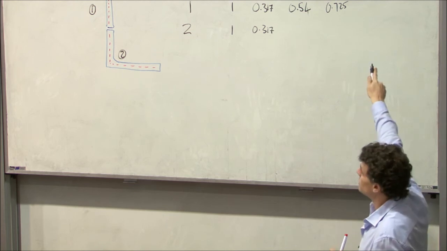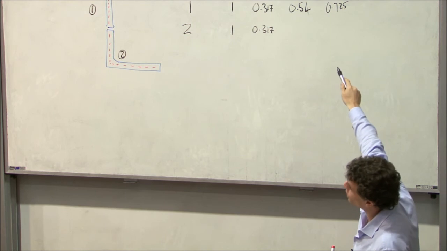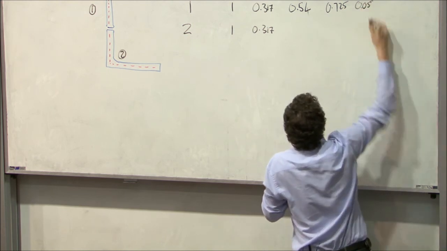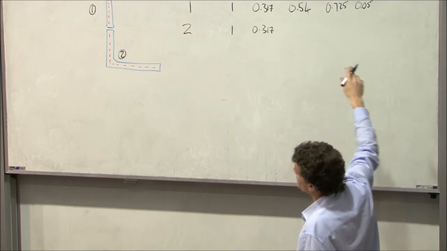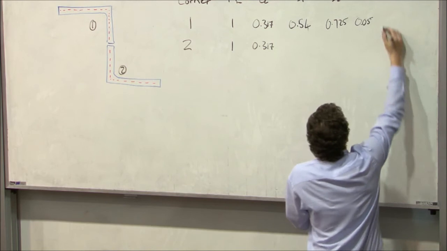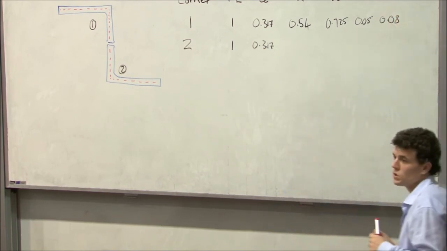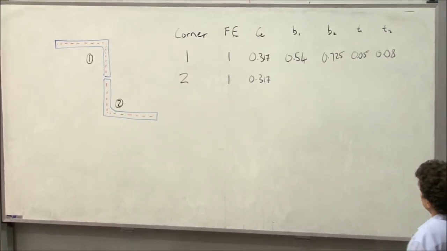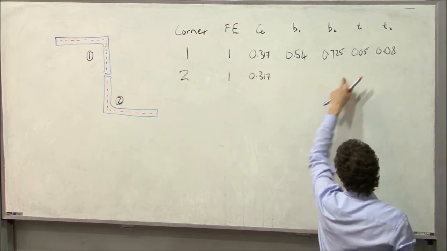The T1 is 0.05. T2 is 0.08. Okay, so I'll leave you guys to work out what to put in here.